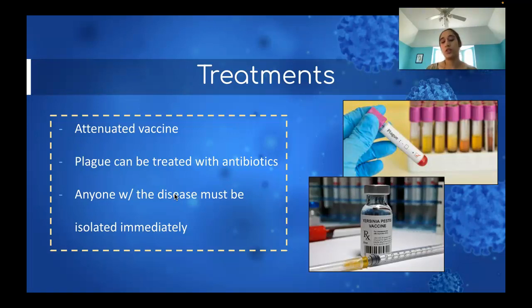And just another kind of preventative measure for spreading this, or letting it spread to a pandemic scale, is to just isolate anyone immediately who has the plague or might have the plague.